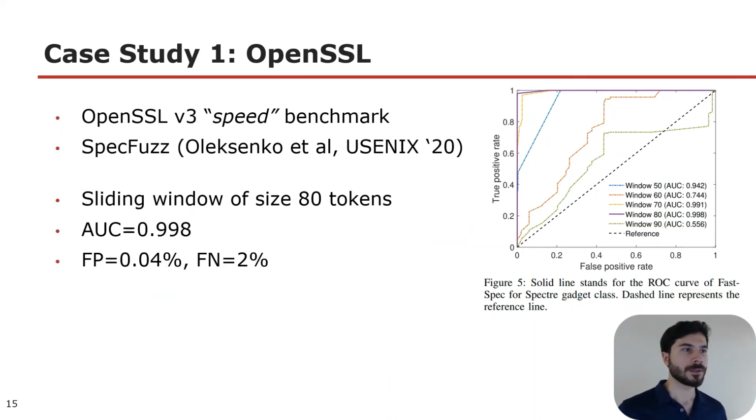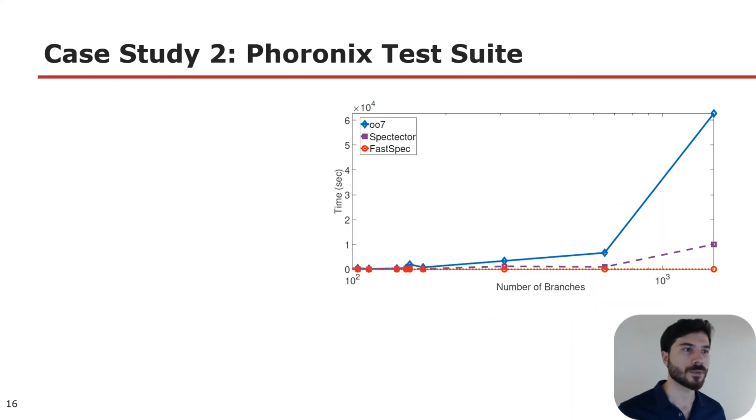In the first case study, we used the OpenSSL speed benchmark. To evaluate the classification performance, we chose the findings of SpecFuzz as the ground truth. When we select the window size as 80 tokens, we achieve 0.04% false positive and 2% false negative. We also compared FastSpec with other tools in the Phoronix test suite.